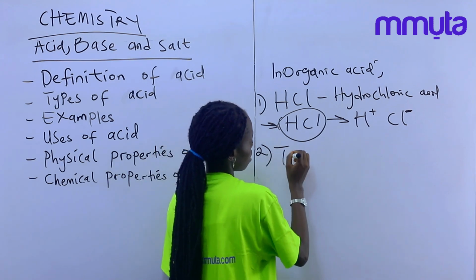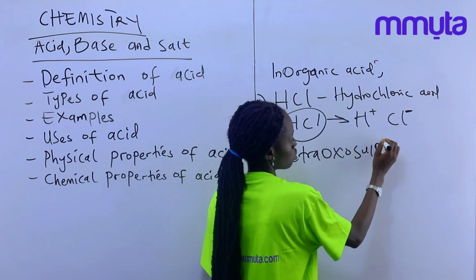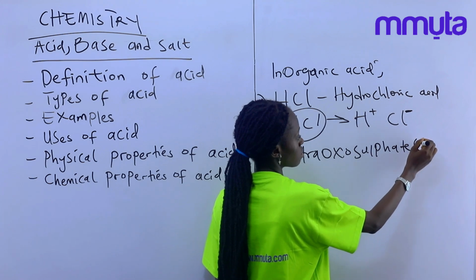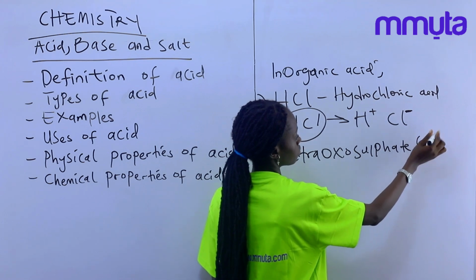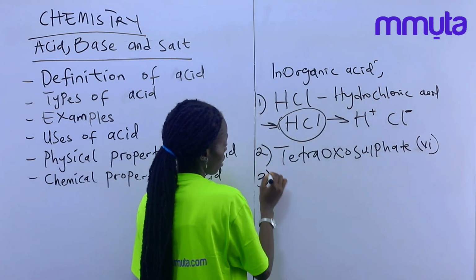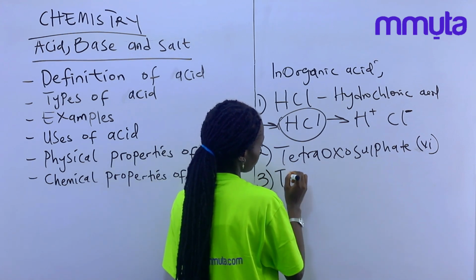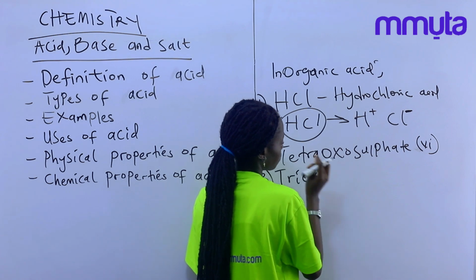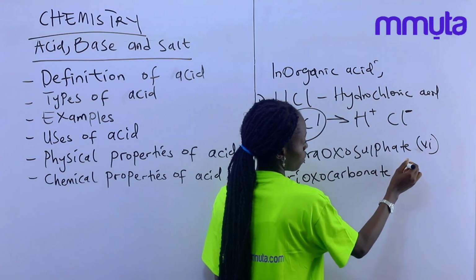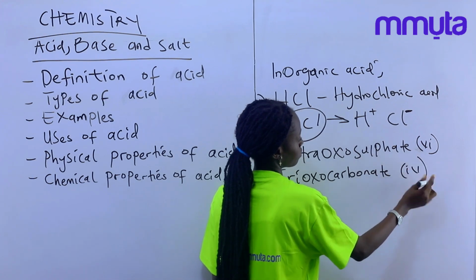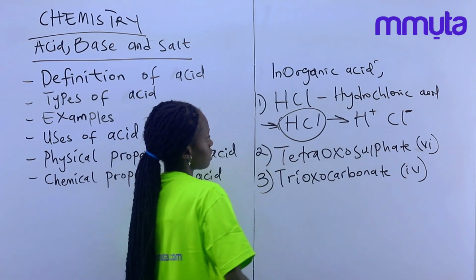The second example of inorganic acid that we're looking at is tetraoxosulfate 6. Another example of inorganic acid we have is trioxocarbonate 4. These are all examples of inorganic acids.